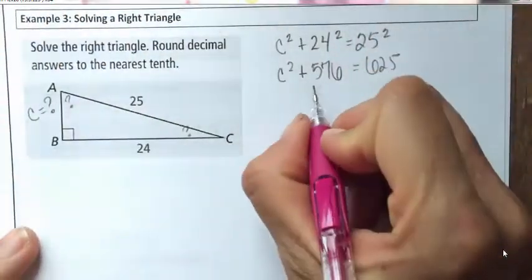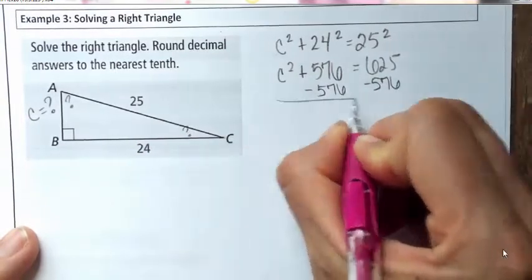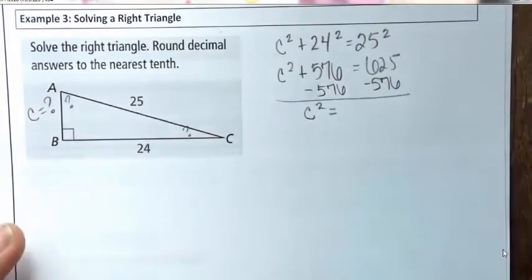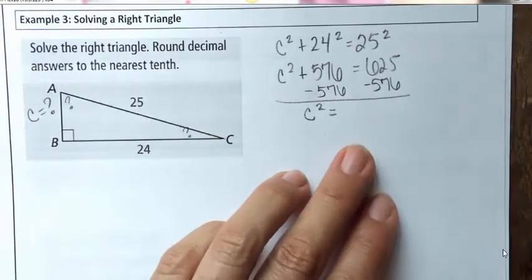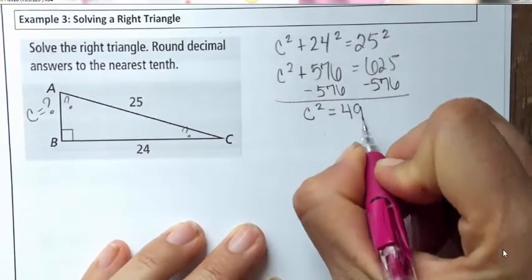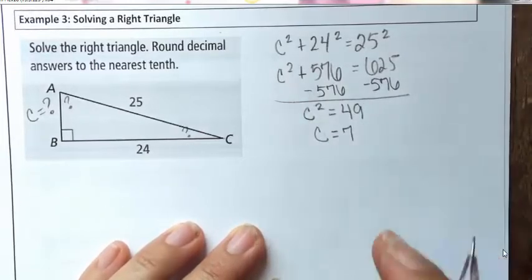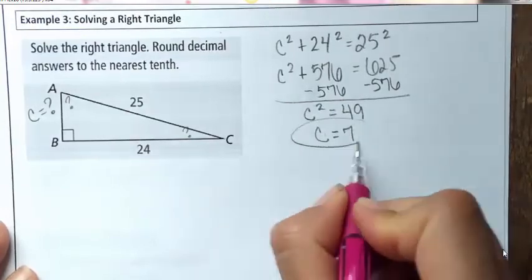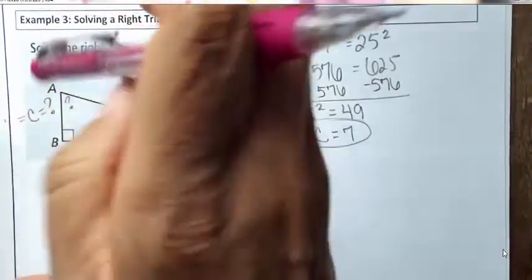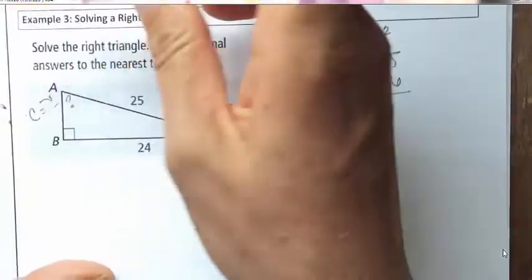I'll take one more step. So I'll subtract 576 from both sides to do that. I'll show you that work. And 625 minus 576 is 49. That's nice. So then if I take the square root of both sides, c is equal to 7. Okay, so c is done. Actually, I'm going to erase my question mark and put 7 there.